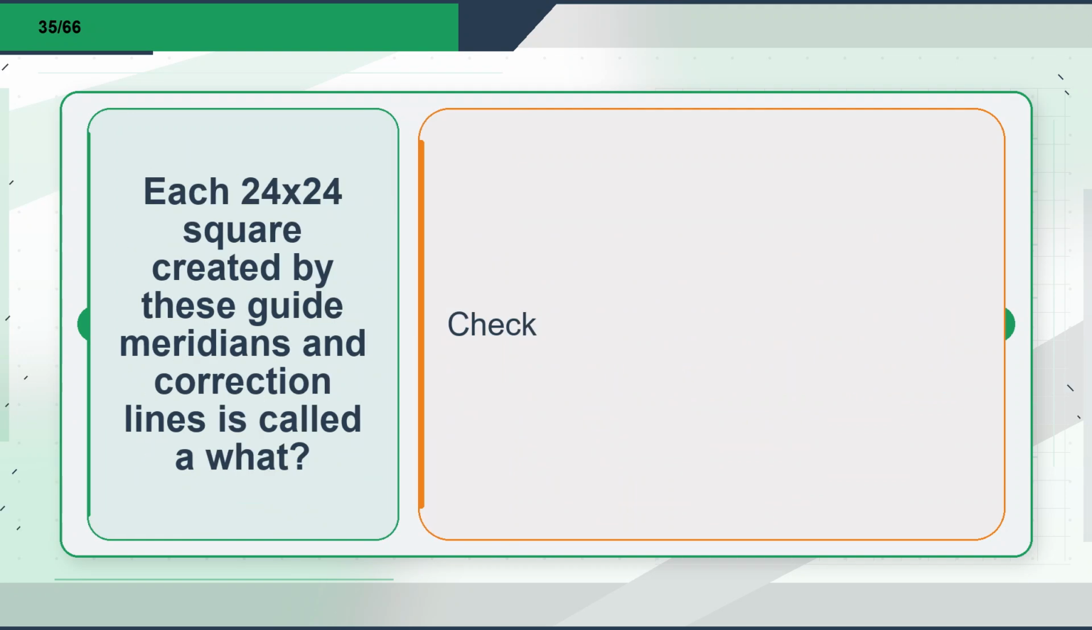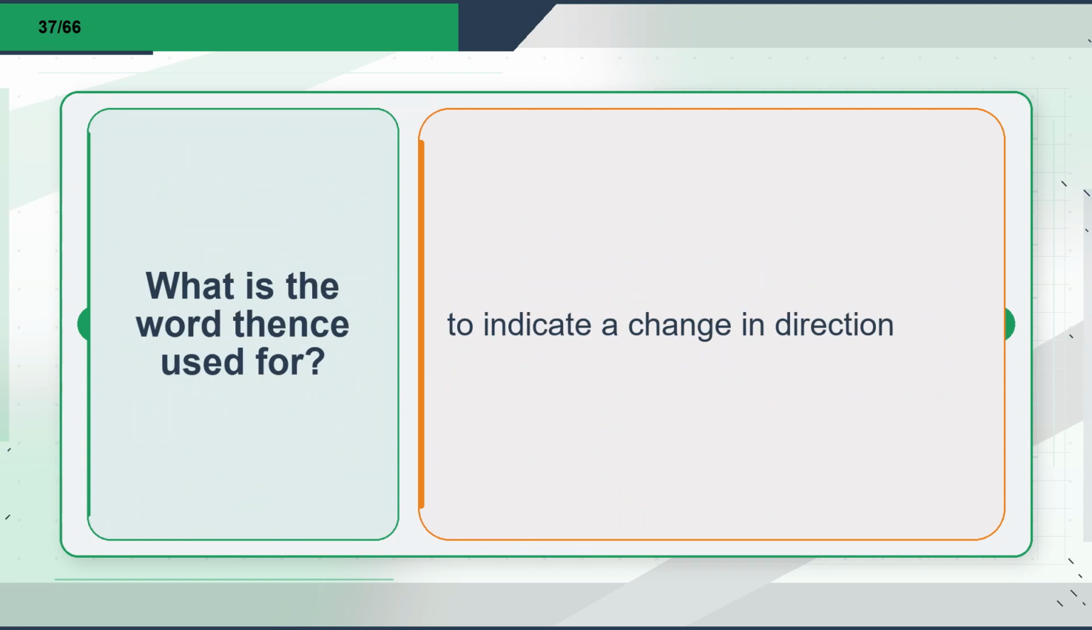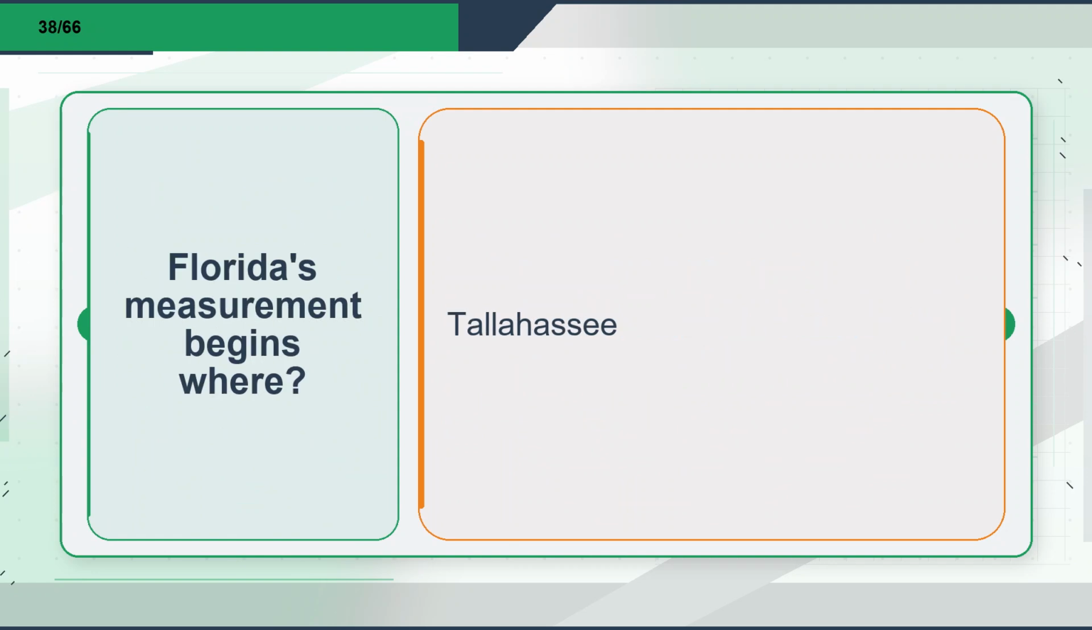Flashcard 35. Term: each 24x24 square created by these guide meridians and correction lines is called a what? Definition: check. Flashcard 36. Term: what is a legal description used for? Definition: as a form of identification, it is used on legal papers like contracts, deeds and title insurance policies for a particular property. Flashcard 37. Term: what is the word thence used for? Definition: to indicate a change in direction.